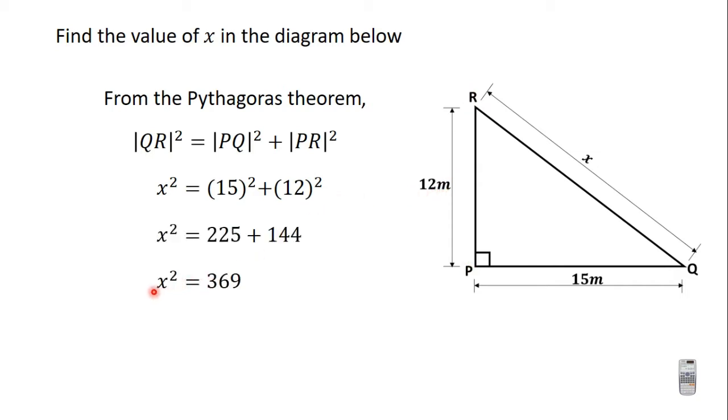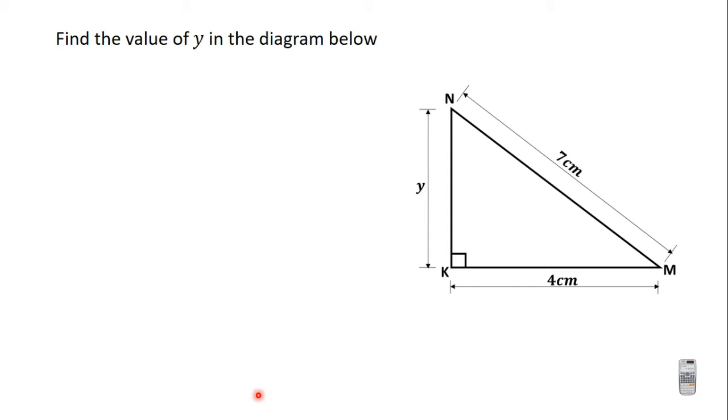You do this on your calculator, you are going to have x squared is equal to 369. You take square root of both sides, and x is giving us 19.21 meters. So using the Pythagoras theorem, we have been able to find the length of QR, or x, the value of x, to be 19.21 meters. Let's take the next question. Find the value of y in the diagram below.